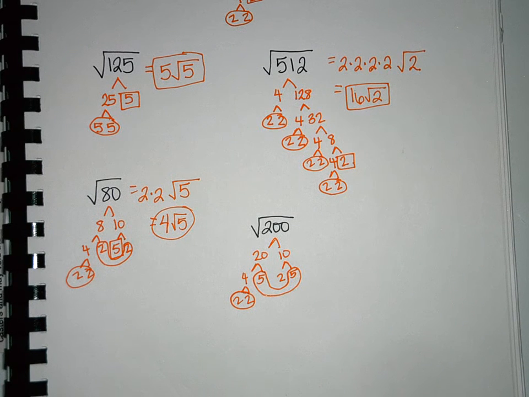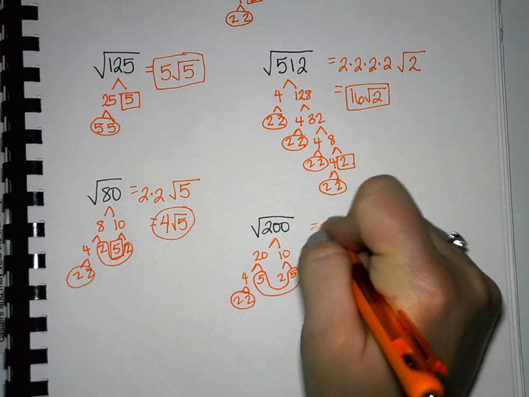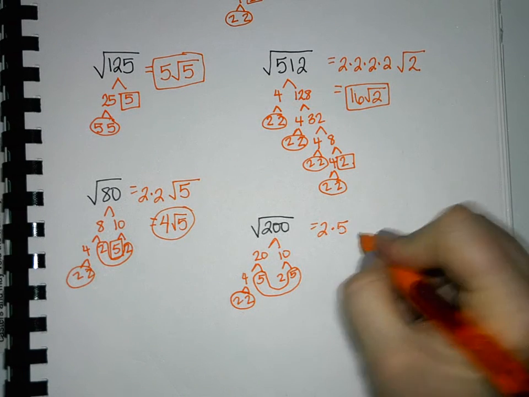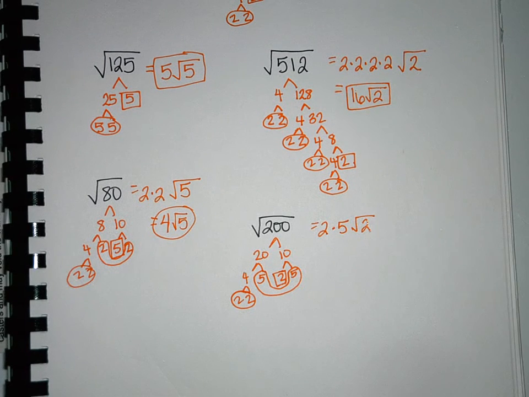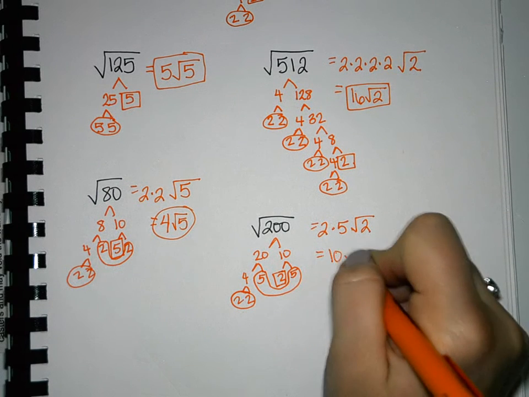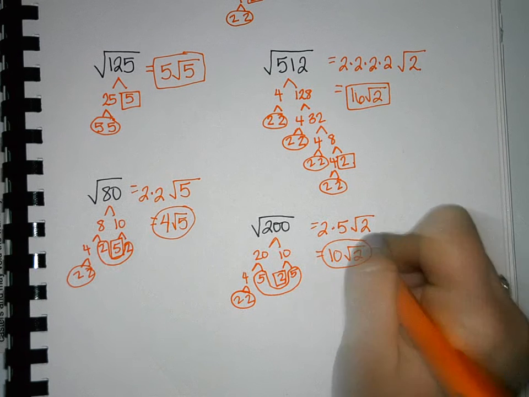Okay, so no matter how you start these, your end values at the bottom of your tree should always be the same. So don't feel like if Justice started us off with 20 and 10, if you chose 4 and 50 or 2 and 100 or whatever, your end goal or your bottom of the tree will be the same. So we have a pair of 2's. We also have a pair of 5's. And then this is the only number, the 2 at the bottom, that did not have a pair, so it's going to stay inside the square root. So we'll have 10 root 2 as our answer.